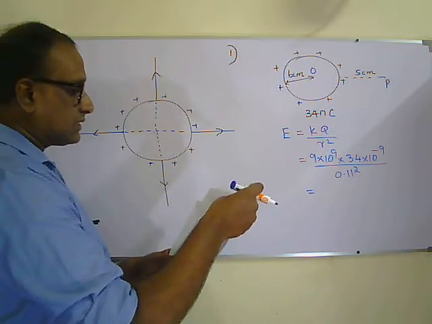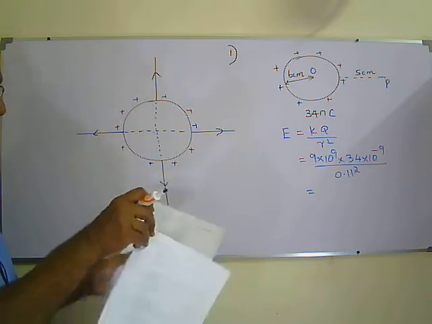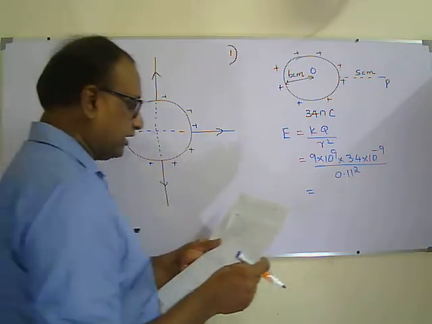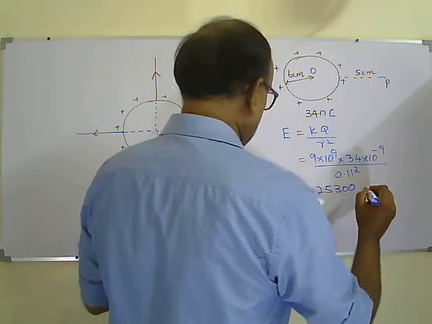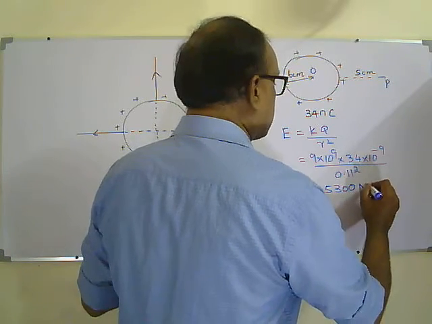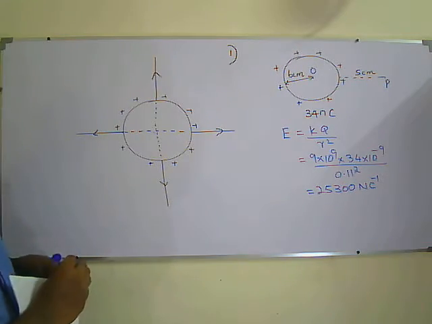So the electric field strength will be equal to 25,300 Newton per Coulomb. That's the answer for the first question.